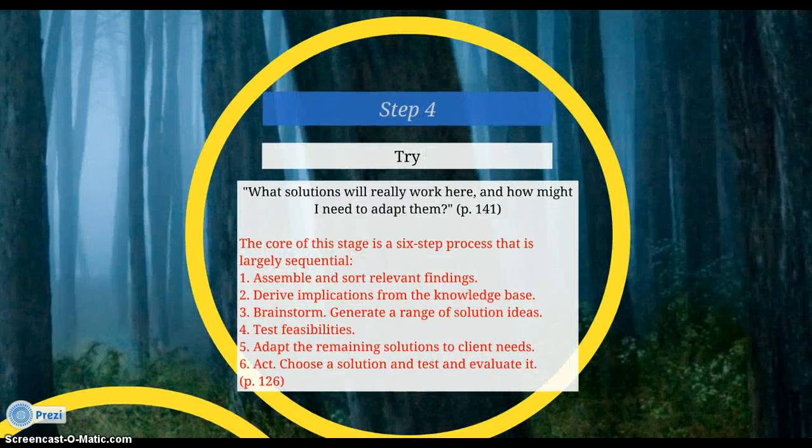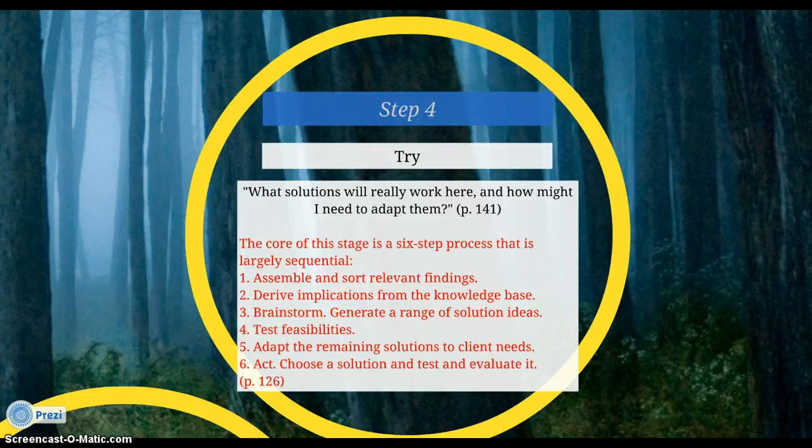Try, step 4. The core of this fourth stage is a 6-step process which will guide the change agent to: 1. Assemble and sort the relevant findings from the acquire stage. 2. Derive implications from the knowledge base that affect the client system and its objectives and circumstances. 3. Brainstorm. Generate a range of solution ideas based on possible solutions identified from previous stages, for example, unique needs, strengths, or limitations.